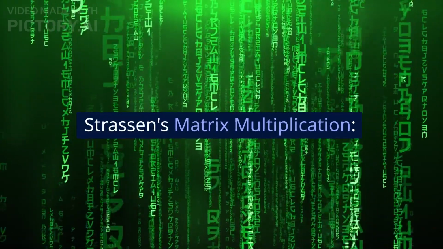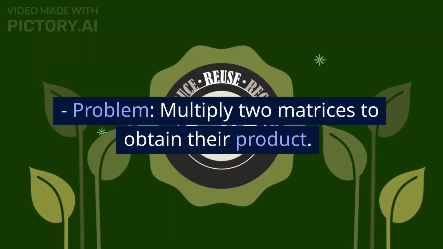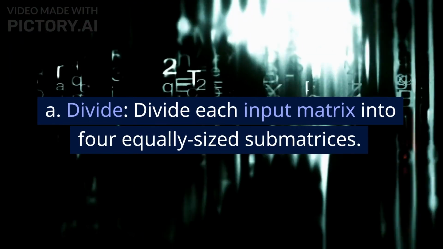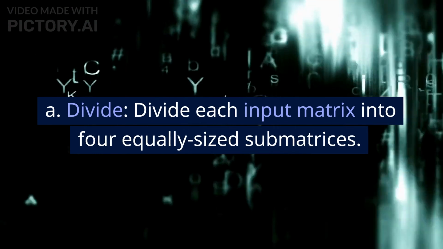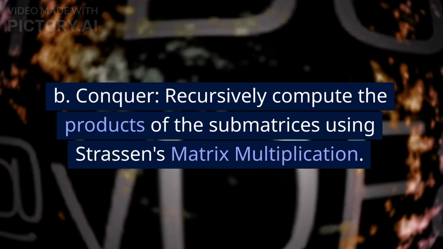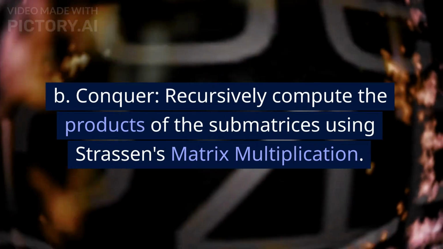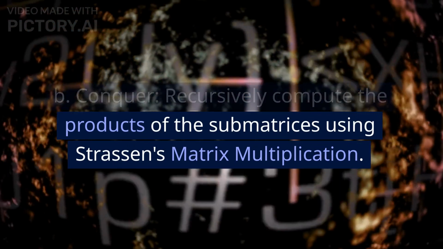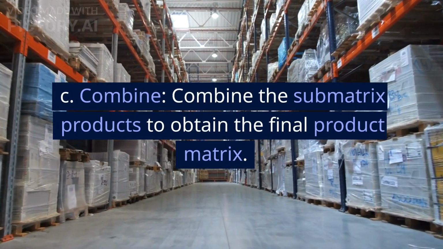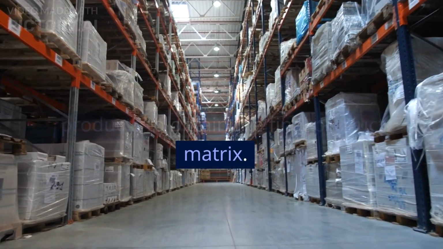4. Strassen's matrix multiplication. Problem. Multiply two matrices to obtain their product. Algorithm. A. Divide. Divide each input matrix into four equally sized submatrices. B. Conquer. Recursively compute the products of the submatrices using Strassen's matrix multiplication. C. Combine. Combine the submatrix products to obtain the final product matrix.